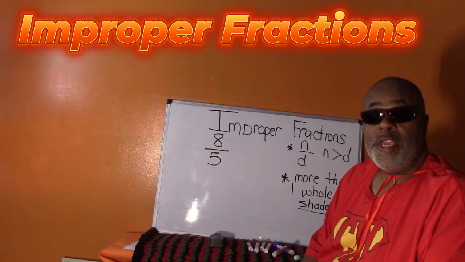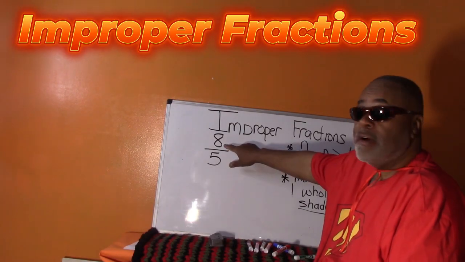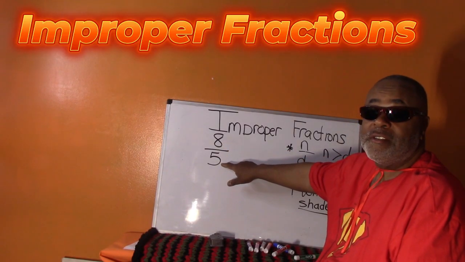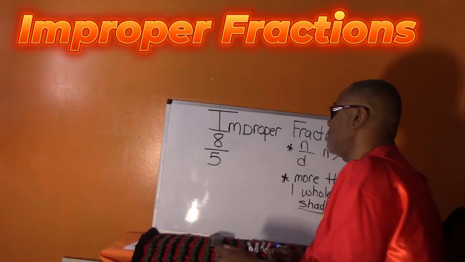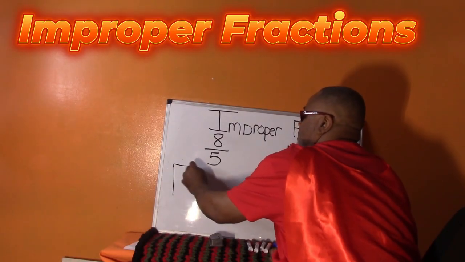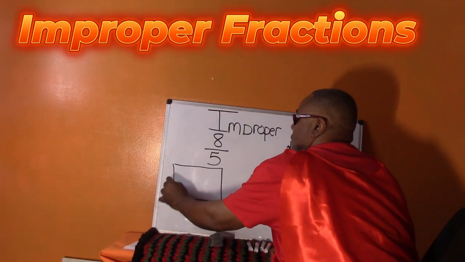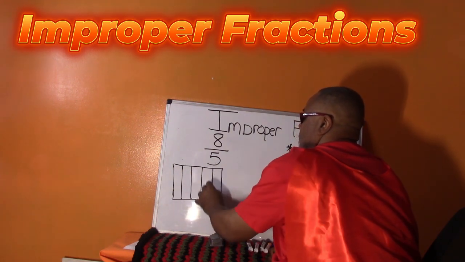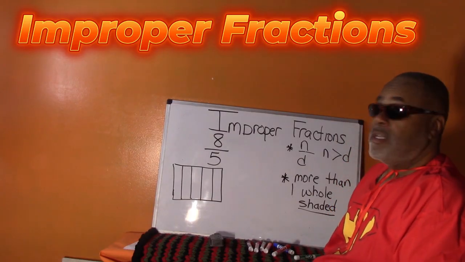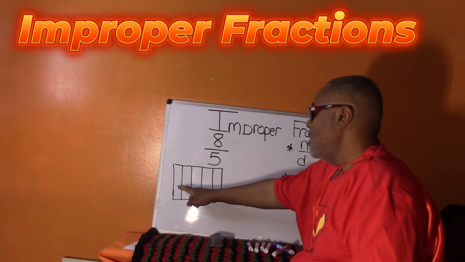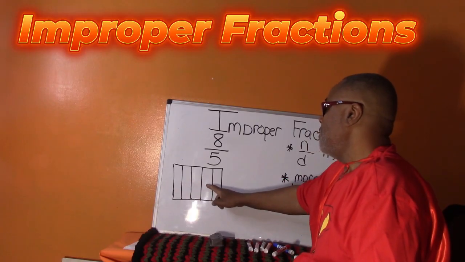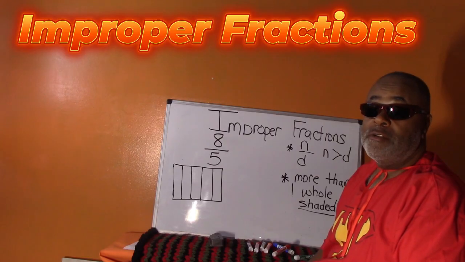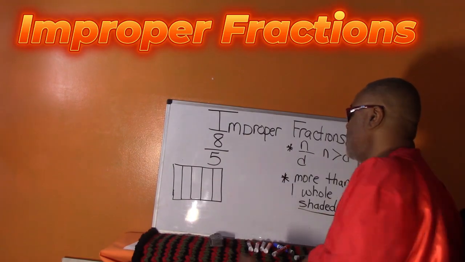That's right. We draw the picture. 8 of them has to be shaded, but it's cut into fifths. So we gotta draw a picture that is cut into 5 equal parts. 1, 2, 3, 4. Now, can we shade 8 of them? 1, 2, 3, 4, 5. Oh, we don't have enough, do we? So what do we have to do?